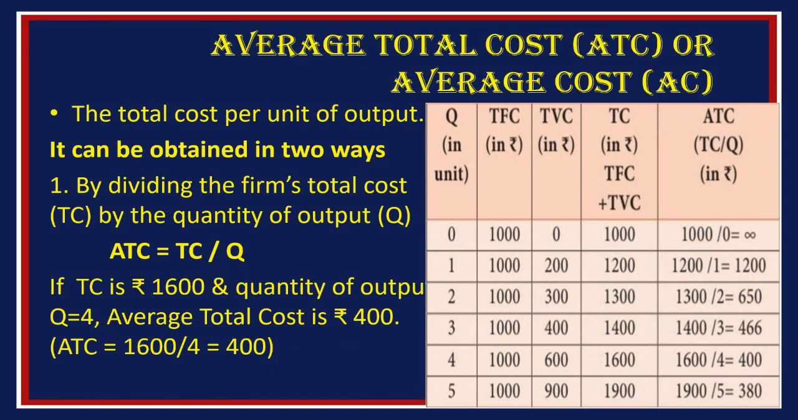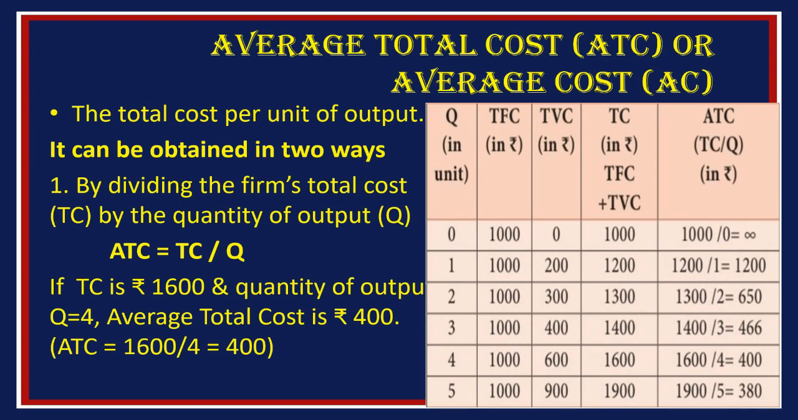Let's learn the last one, that is average total cost or average cost. It can be obtained by two methods. The first method is dividing TC by Q, that is ATC is calculated by TC by Q.